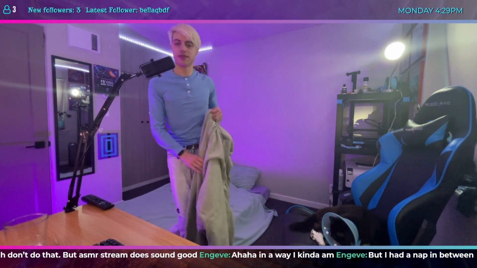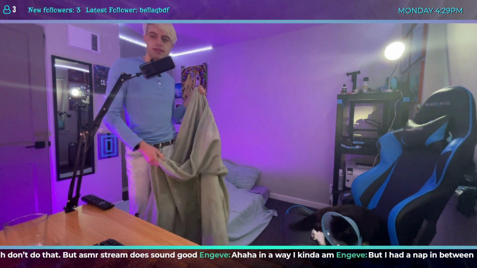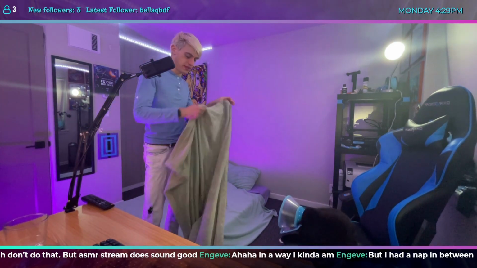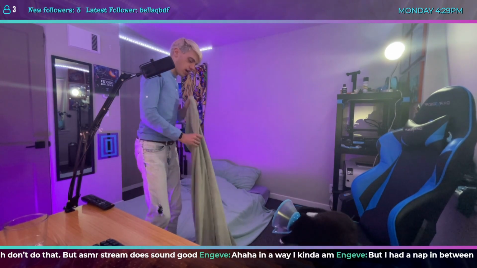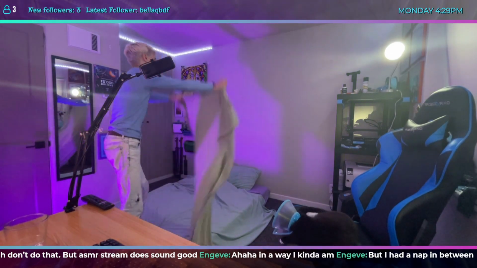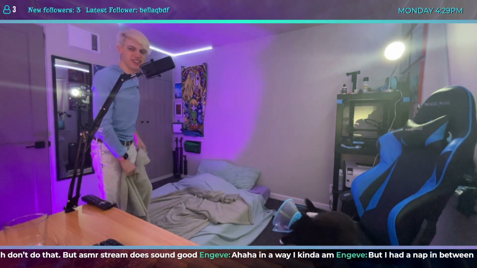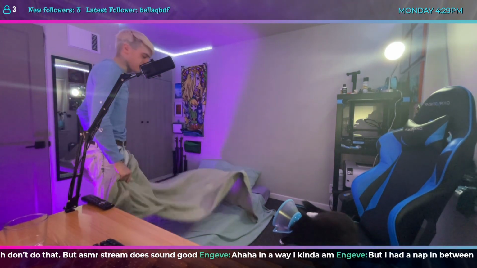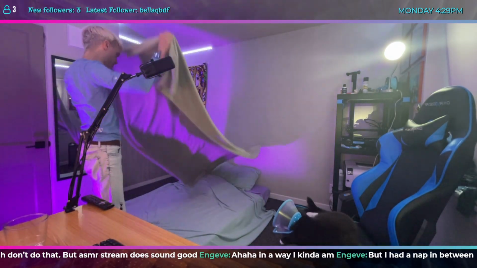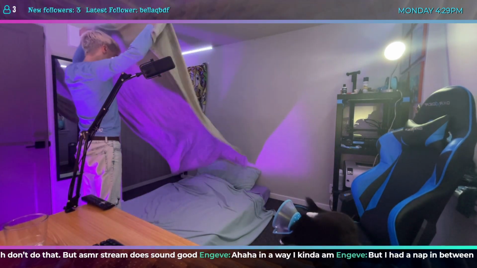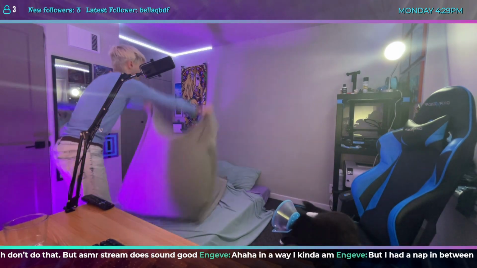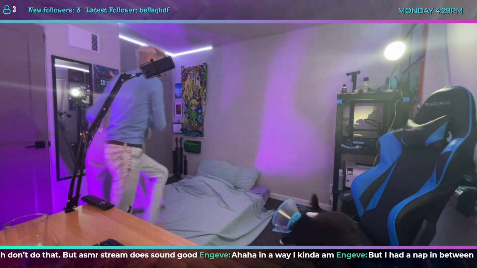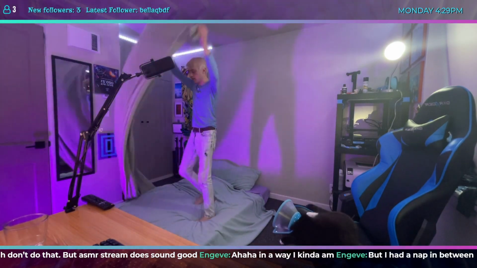What time is your normal bedtime right now? Had a nap in between? I really need a comforter. I just have this second blanket that's not even queen size. I have a heater going back there.